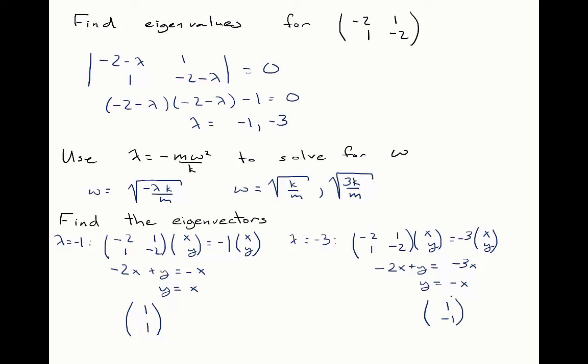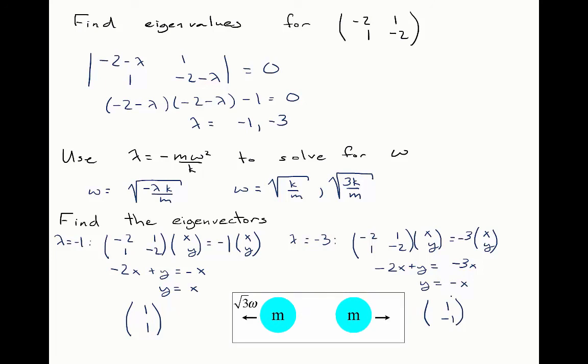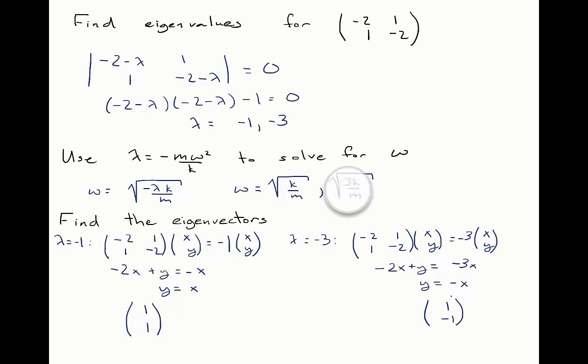The second mode says that y is always minus x. So that means when the first mass moves to the right, the second mass moves to the left, and vice versa. So they're out of phase. When they're vibrating like that, their frequency is the square root of 3k over m. And it can be a complicated vibration, but these are the two modes it's made of. That's what it means for them to be eigenvectors, that they're basis vectors, that any vibration can be written as a sum of the other two.